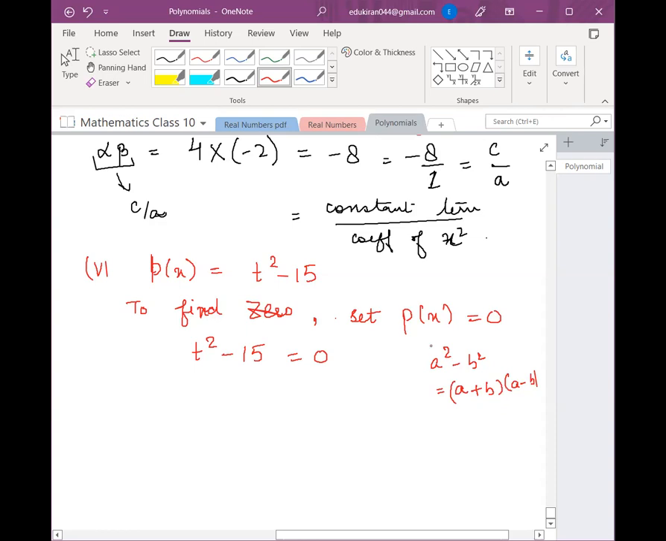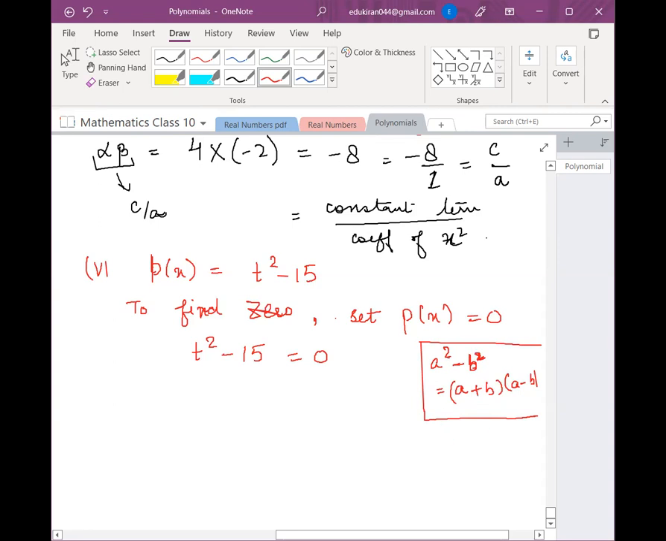Yes, remember the identities? You have to remember them because they will be used in higher classes. They were there in class 8th. So please recall the identity.